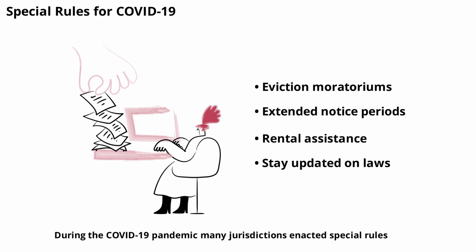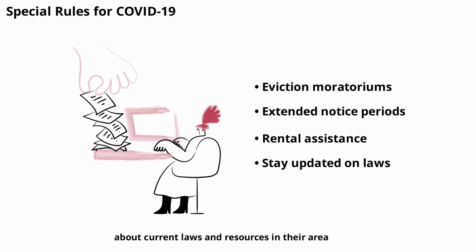During the COVID-19 pandemic, many jurisdictions enacted special rules and protections for tenants facing eviction. These included eviction moratoriums, extended notice periods, and rental assistance programs. While some of these protections have expired, others remain in place or may be reinstated during emergencies. Both landlords and tenants should stay informed about current laws and resources in their area.